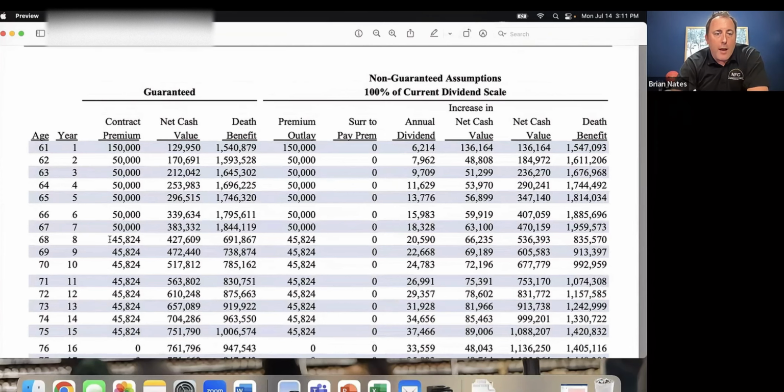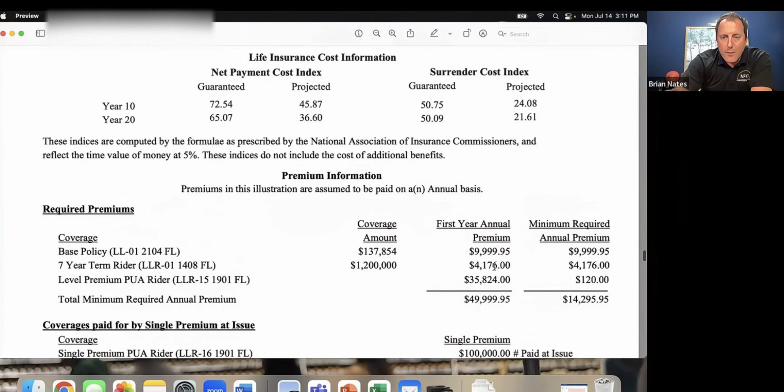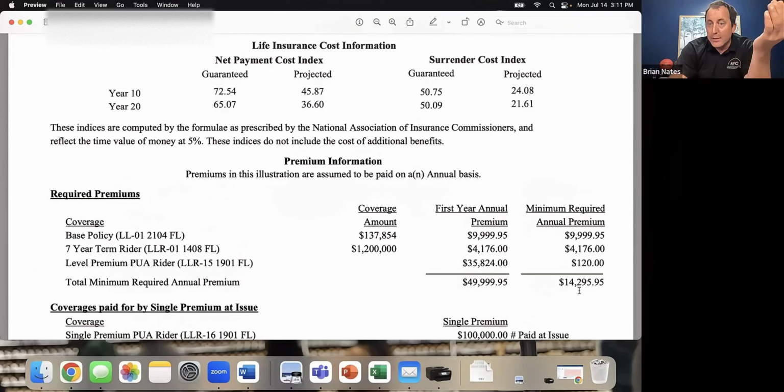And you notice in year eight, the 50,000 maximum, or not maximum, but the contribution, is now 45. Why is that? Because you're not paying for that term rider of $4,100 in the policy anymore. So now the minimum, it was 14,295, not anymore. The minimum's now basically 10 grand, 9,999 plus 120, so 10,000 and change. So really the minimum after the seventh year is down to 10 grand. Now we're golden. That's even better.